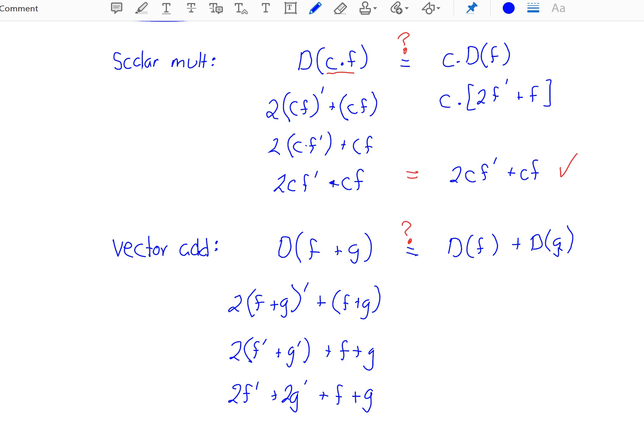So first we'll apply D to our function f, which is going to be 2f prime. Oh, let me change my parentheses here. I don't need these. D of f is going to be 2f prime plus f, while D of g is going to be 2g prime plus g.